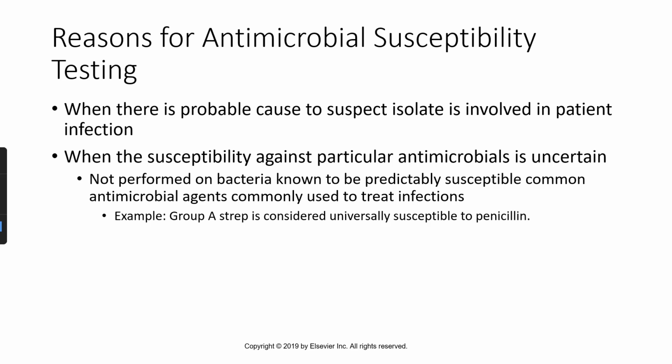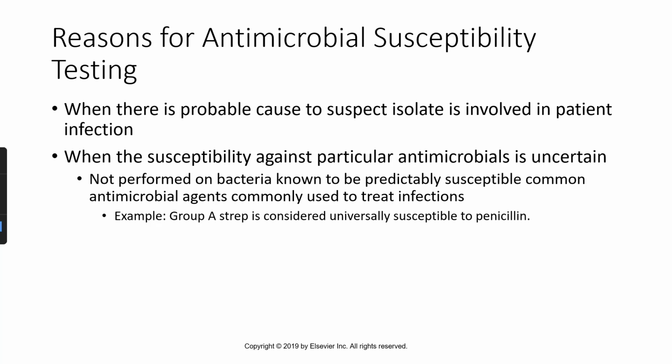Like I mentioned previously, we don't want to just test everything. We don't test all of our commensals or non-pathogens, our normal flora. We just want to test the pathogens. Testing is done when the susceptibility against particular antimicrobials is uncertain. It's not performed on bacteria that are known to be predictably susceptible to common antimicrobial agents or those commonly used to treat infections.